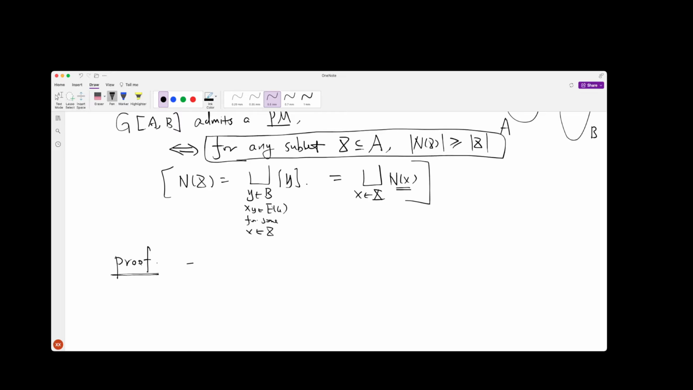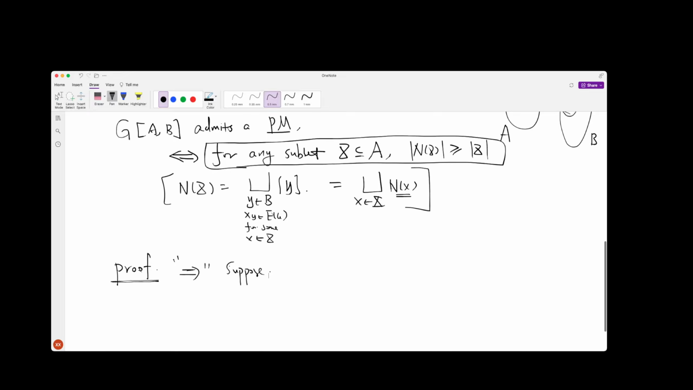Okay, one direction. Let's try the direction which is easier. So let's prove the direction where you have a perfect matching. I think this direction is easier, but I use it to review and understand this Hall's criterion. Suppose there is a perfect matching. There exists a PM, which is called M. Okay, so it's a perfect matching.